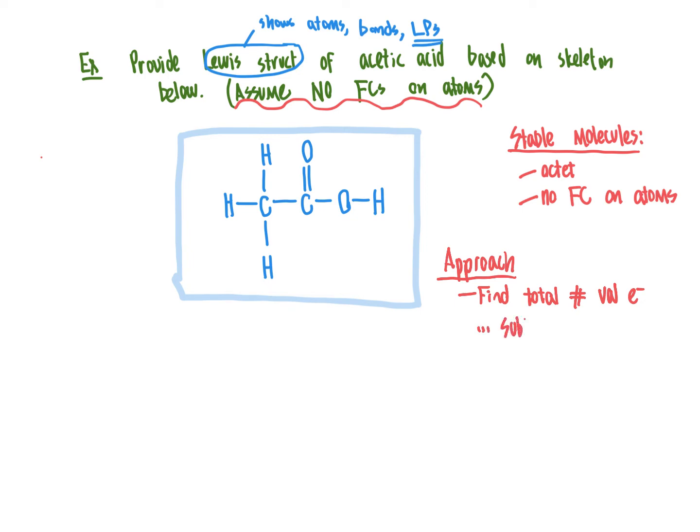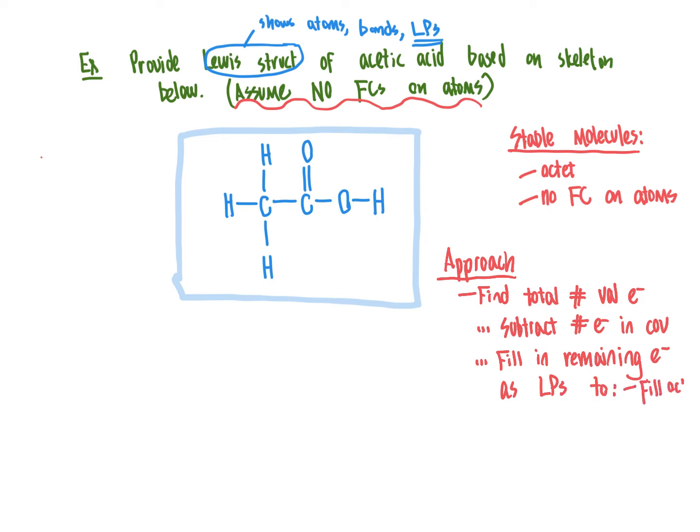We're going to subtract the number of electrons that are in covalent bonds, because those are going to deduct from the number available. And then we're going to fill in the remaining unused electrons as lone pairs to accomplish two things. One, fill the octet of all of the atoms within the molecule, and two, make sure that we're arranging them so there is no formal charge on any of the atoms.